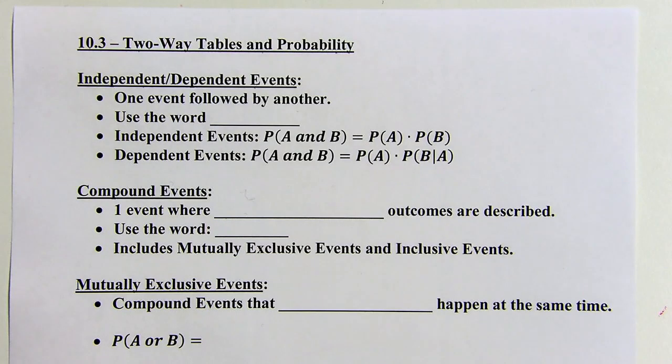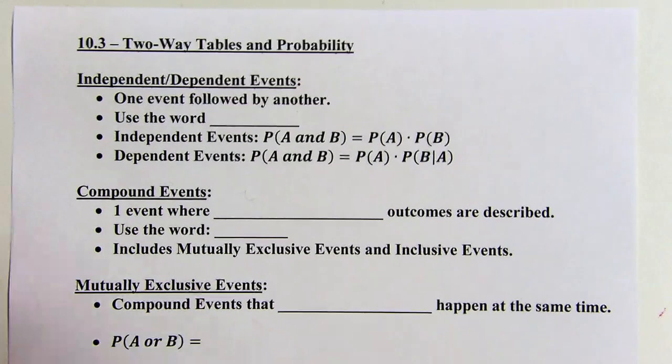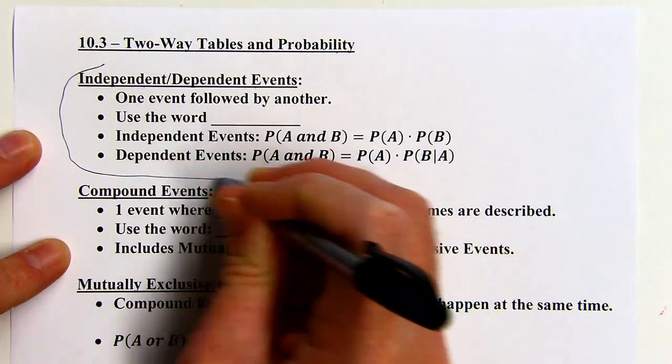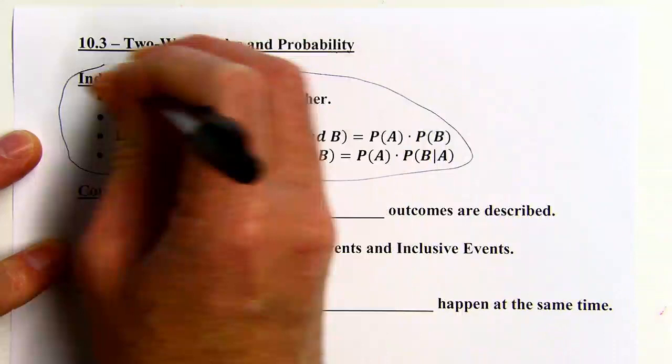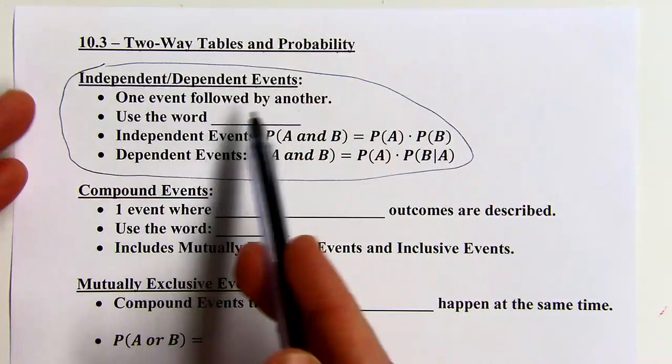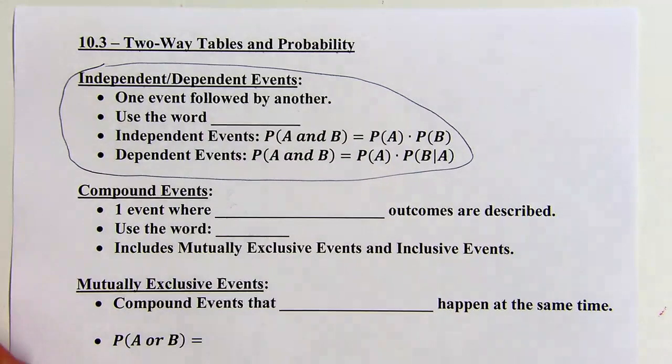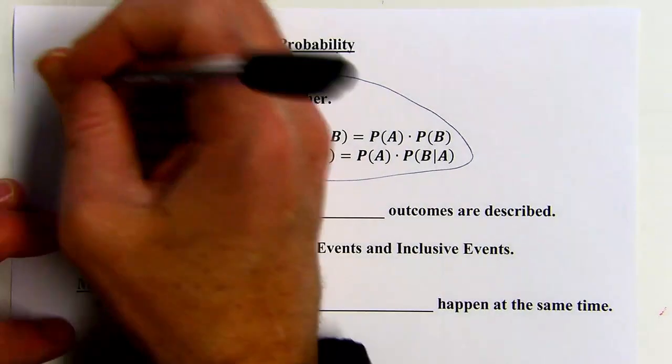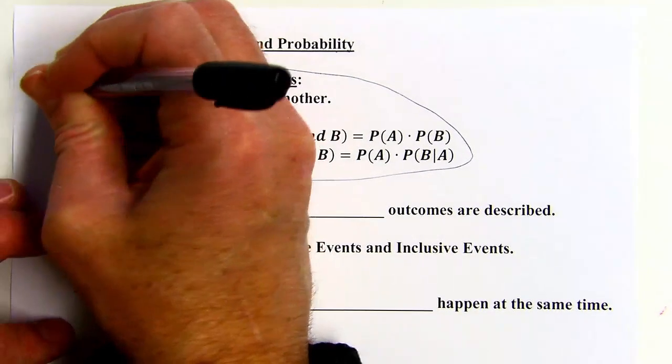Okay, 10.3 is two-way tables and probability. First I want to just recap what happened in the last section really quickly, because independent and dependent events are going to get confused with compound events sometimes. So this is all stuff from 10.2.